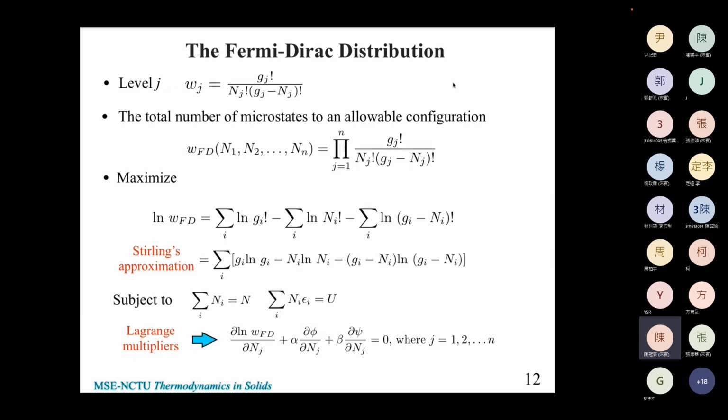So this is level J. Okay, so Wj looks like this. So the total number of microstates for an allowable configuration, W_FD, FD of course stands for Fermi-Dirac, will be the product over all levels of Gj factorial over Nj factorial times Gj minus Nj factorial.